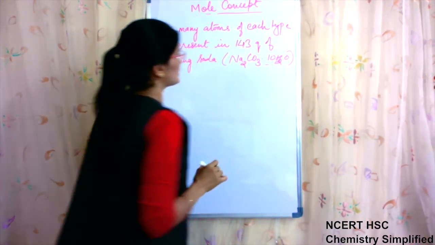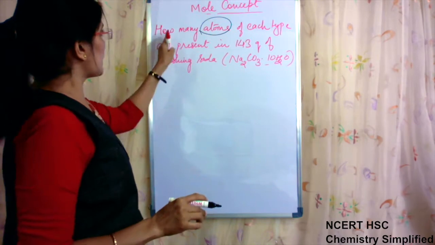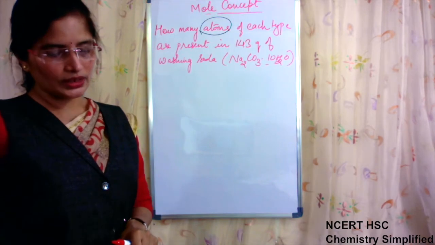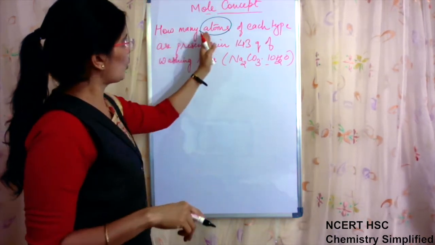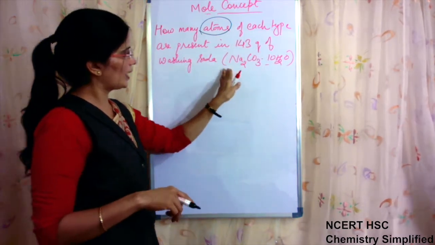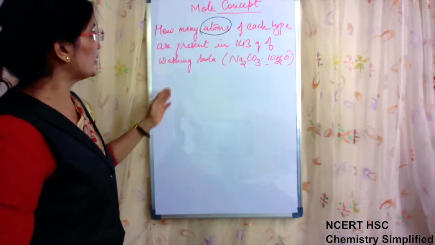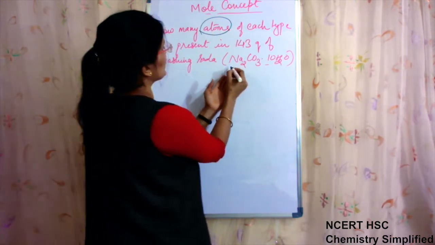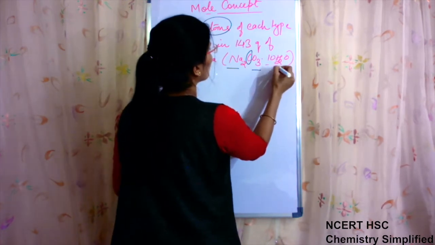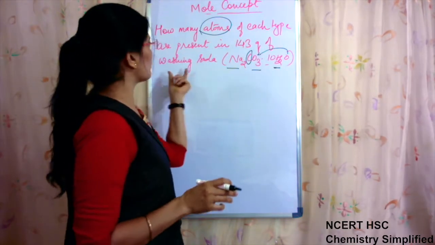Na2CO3.10H2O, with water of crystallization. The question asks how many atoms. They have not asked how many moles of atoms of each type. That means your focus is on the number of atoms related to Avogadro number. So how many atoms of each type are present in 143 grams of washing soda, formula Na2CO3.10H2O. To calculate that, how many atoms of each type means how many atoms of sodium, how many of carbon, how many of oxygen, and how many of hydrogen are present in 143 grams of washing soda.